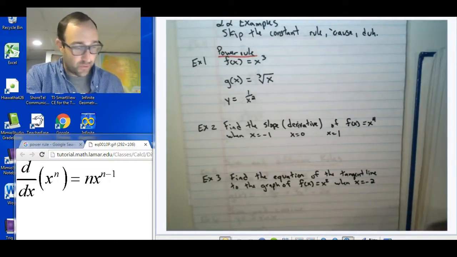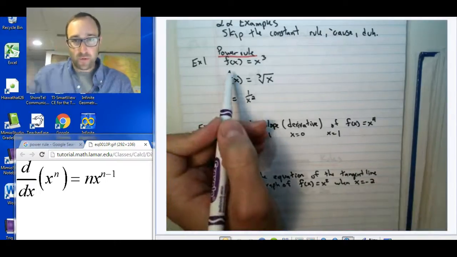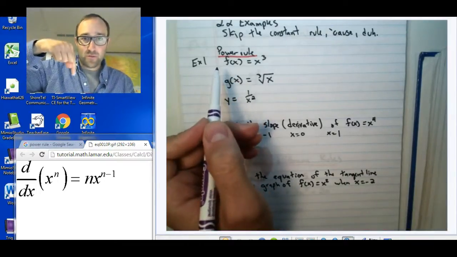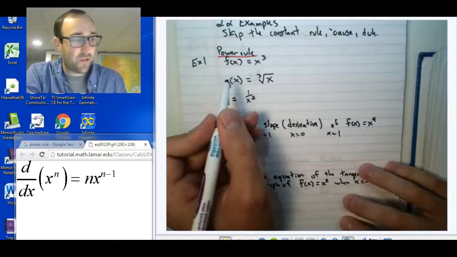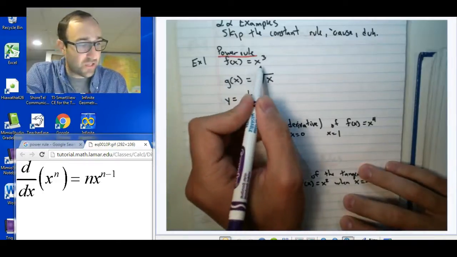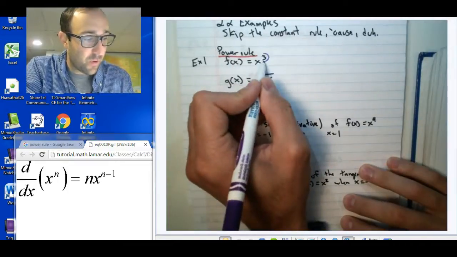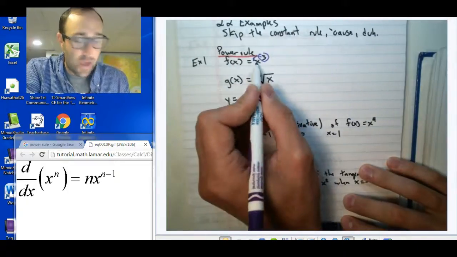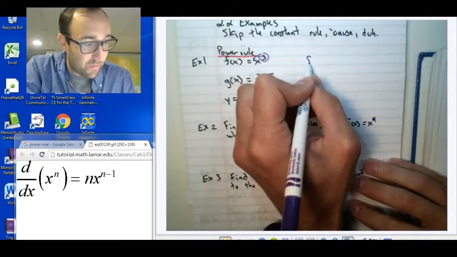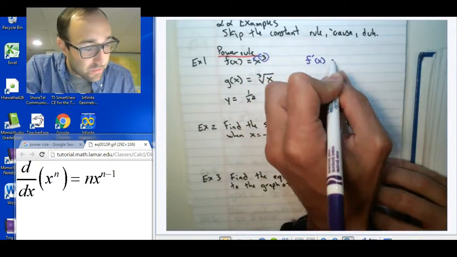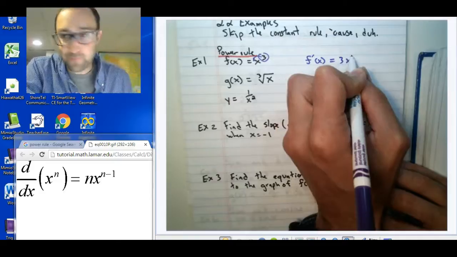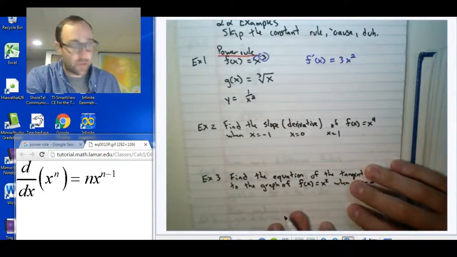So first, let's look at the power rule. If you don't remember the power rule, it's right down below me. So if I have f of x equals x cubed, I'm going to take this number, put it in front, and then the exponent is going to go down one value. So we say f prime of x is going to equal 3x squared. There you go. There's the first one.